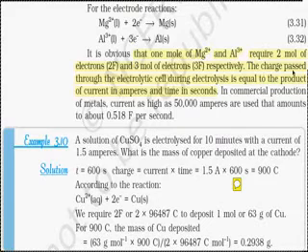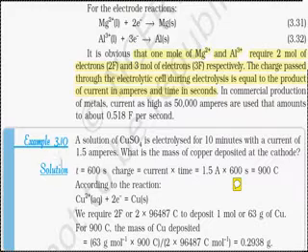The charge passed through the electrolytic cell during electrolysis is equal to the product of current in amperes and time in seconds. We discussed this. In commercial production of metals, currents as high as 50,000 amperes are used, that amounts to about 0.518 Faraday per second.